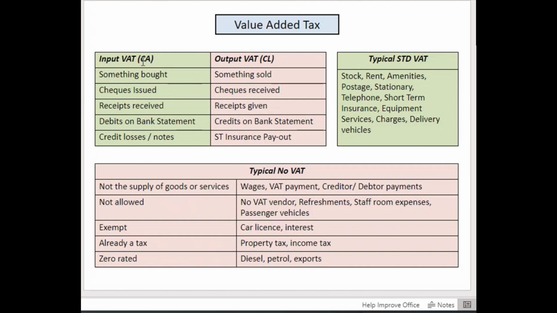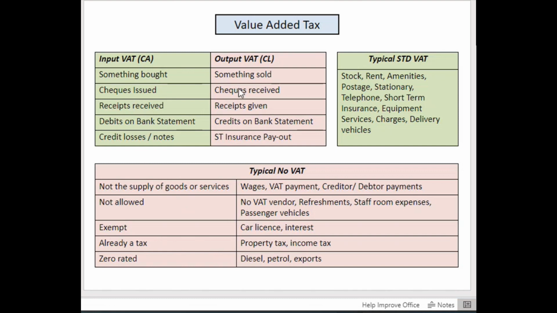So those are your current assets. So something bought, checks issued, receipts received. Okay, you go and you get the receipt because you bought something. Debits on the bank statement, and then credit notes. Typical things there were for input VAT.